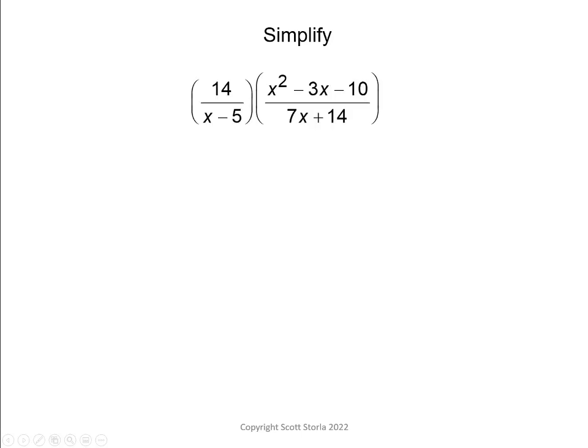Here's another. In the numerator here, I'm going to use guess and check. This is going to be x minus 5, x plus 2. Here my GCF is a 7. I've got a common factor of x minus 5. I've got a common factor of x plus 2. So I'm going to take those. That leaves me with 14 divided by 7, and that's just 2.